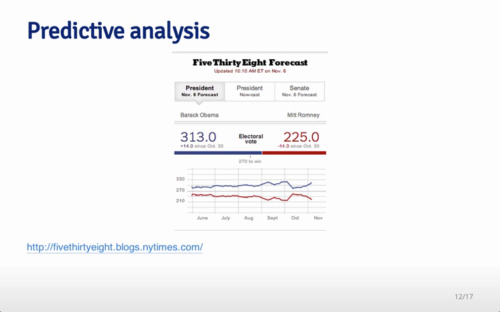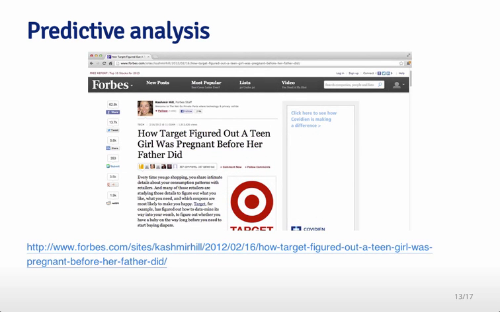So here's an example of a predictive analysis. Nate Silver is one of the data scientists I mentioned earlier, and 538 is his blog where he tries to predict the outcome of US elections. What he does is he takes data from polling and he tries to predict what's going to happen in the next presidential vote. And he was very accurate in doing that in both the 2008 and 2012 elections.